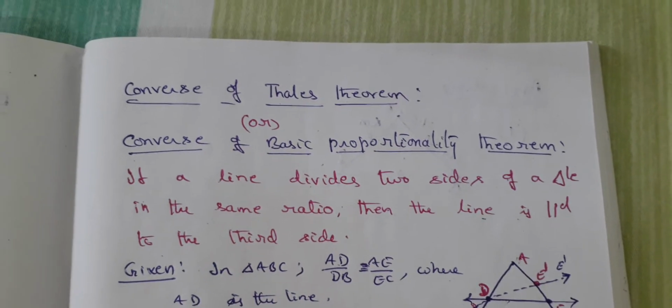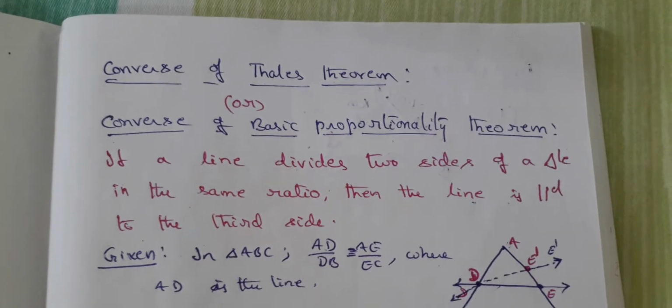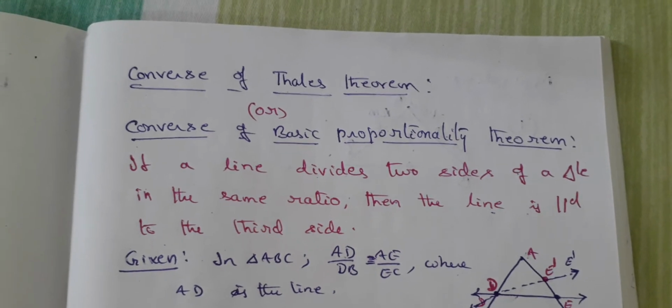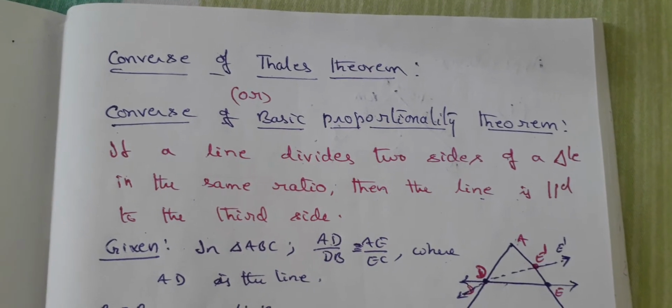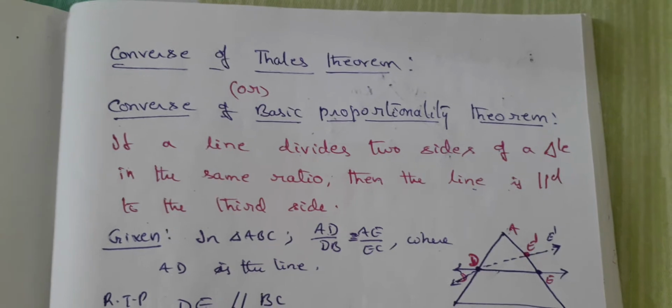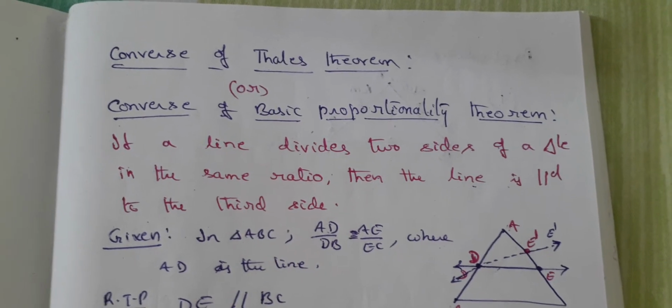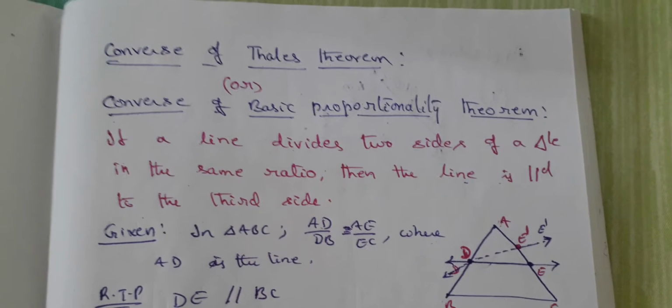Any line which divides the two sides of the triangle in equal ratios must be parallel to the third side. Must be parallel to the third side.